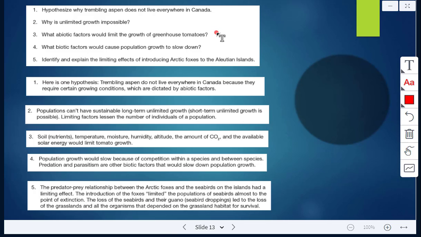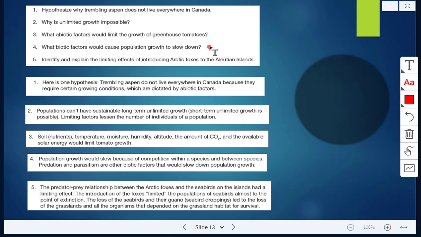Question 3, what abiotic factors will limit the growth of greenhouse tomatoes? So things like soil, the nutrients in the soil, the temperature, the moisture, the humidity, the altitude, amount of carbon dioxide, and the available solar energy. Those are all examples of abiotic factors that would limit the growth of greenhouse tomatoes.